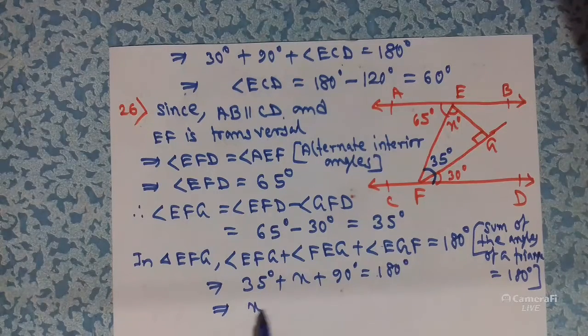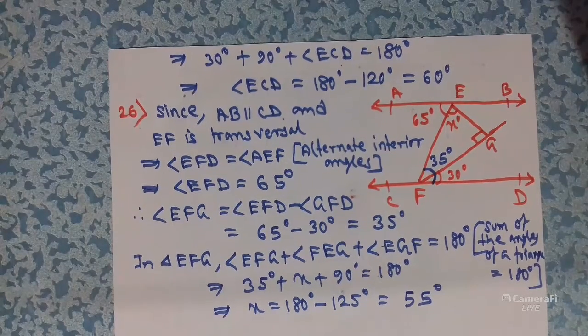So this implies X is equals to 180 minus 125, because 90 plus 35 is 125, and if we transfer it to the right hand side it will be minus 125. So it will be 55 degree. So the value of X is 55 degree. I hope all of you understood, students. So now you must practice at your home the whole exercise. Okay, thank you, students.